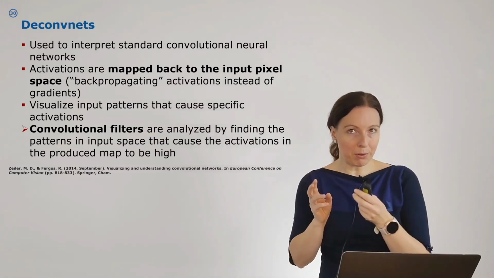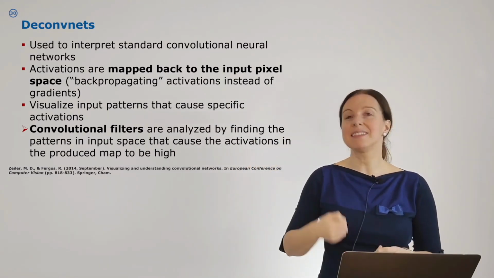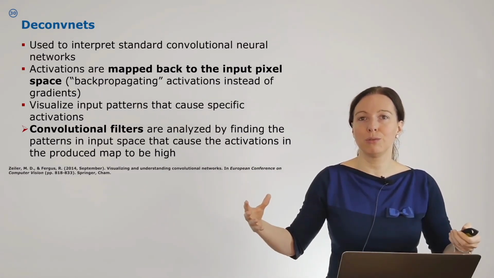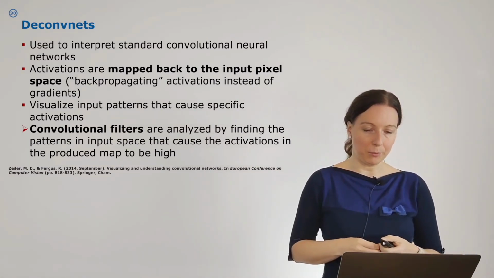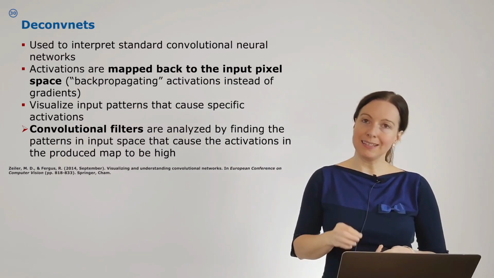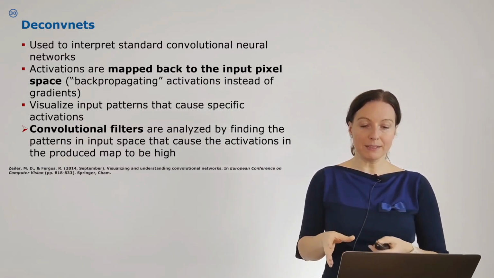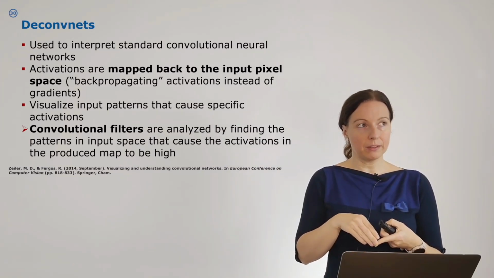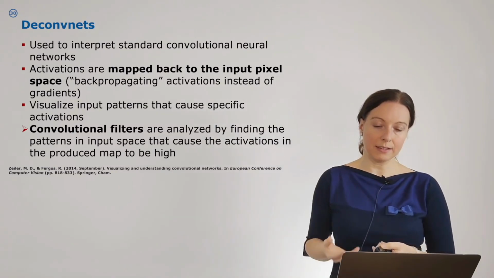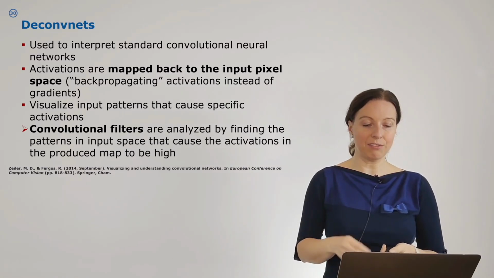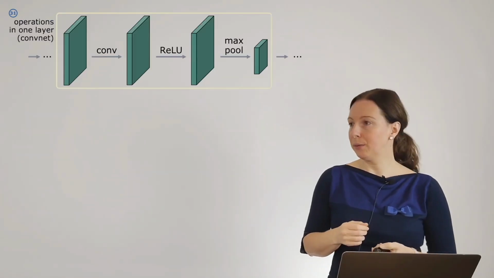So we backpropagate the activations instead of the gradients, which is normally used as the procedure to train the network, to optimize the network. But here we backpropagate the activations. So what is actually visualized then are the input patterns that cause specific activations. And if you think this together in the context of convolutional layers, then single convolutional filters are analyzed by utilizing what they have produced in their associated activation map. But let's have a look at it.